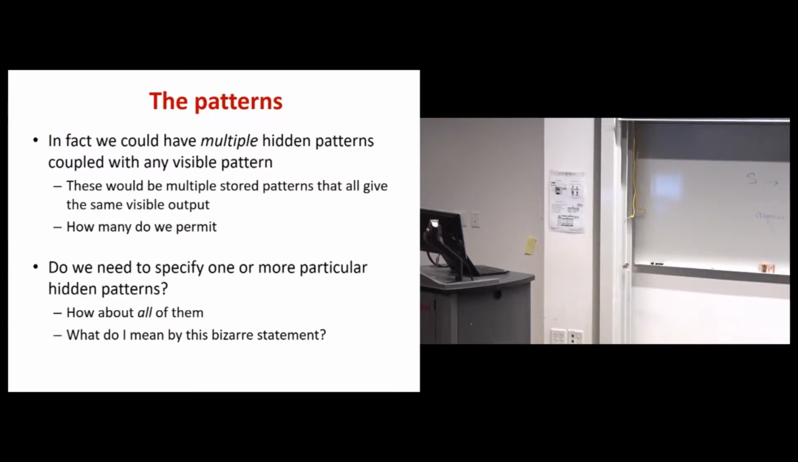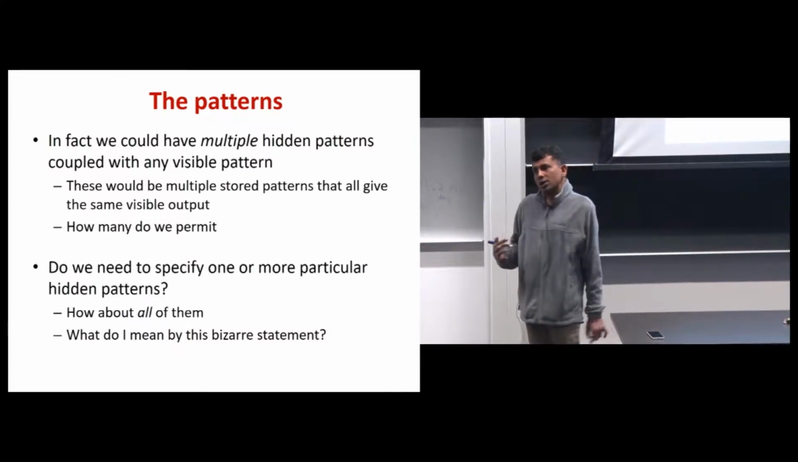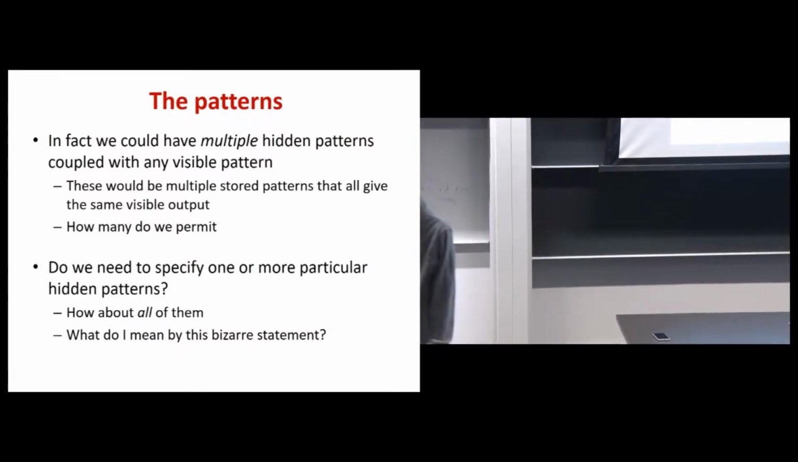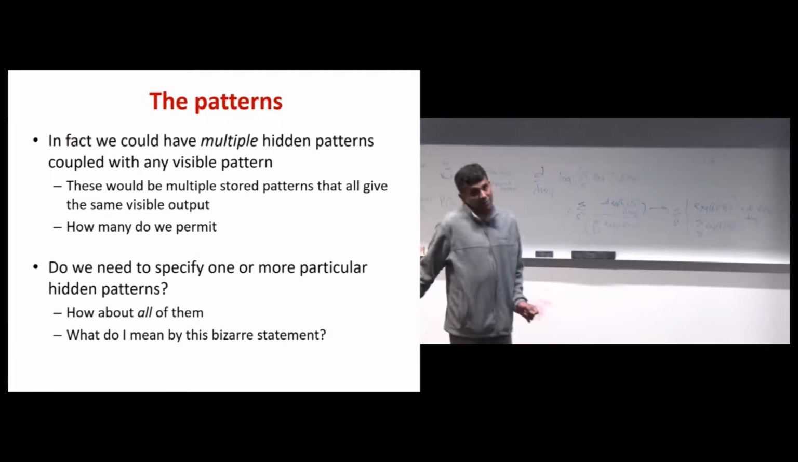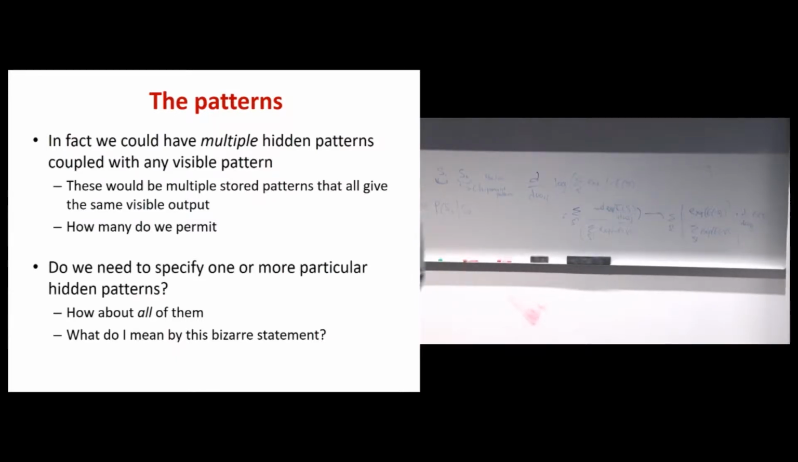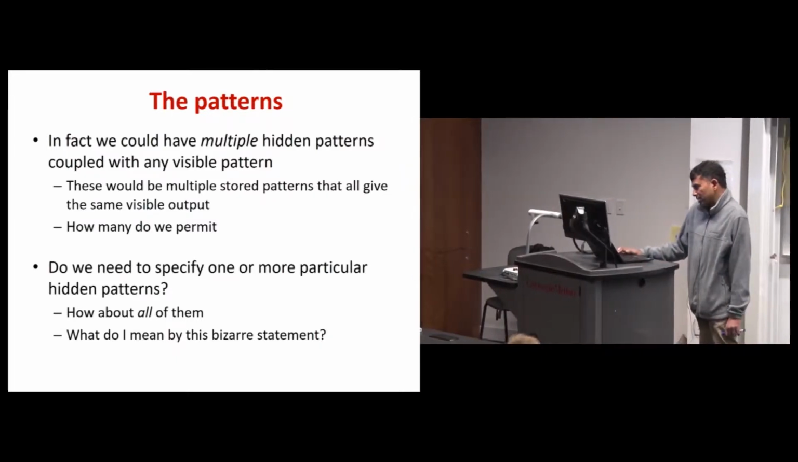And once you realize this, the natural question is: for storing any particular pattern, how many extended patterns do I really store? And in fact, do I even need to specify how many patterns I store? How do I just say, let me consider every possible pattern that I could have for this visible pattern? Now, when I say every possible pattern, I'm suddenly blowing up the space again, right? So what exactly do I mean by this last bizarre statement?